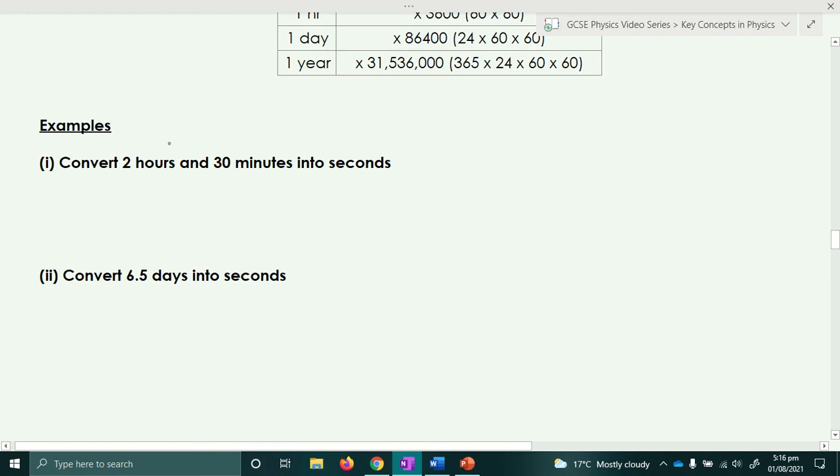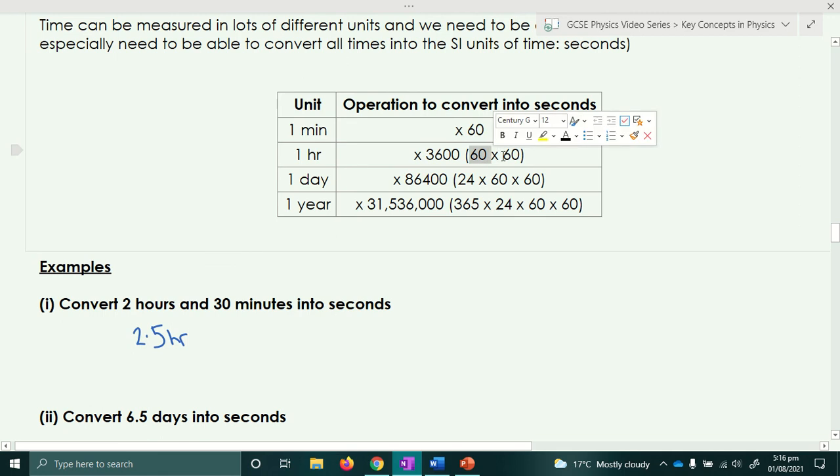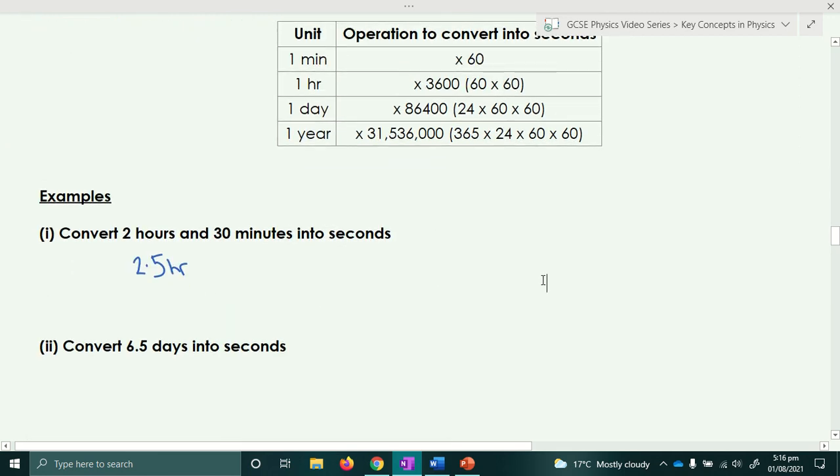So we want to convert 2 hours and 30 minutes into seconds. Now the first thing we need to do is express this as a decimal. So 30 minutes is half an hour. So this is 2.5 hours. And if we go to our table, we need to multiply it by 60 and then by 60 again.